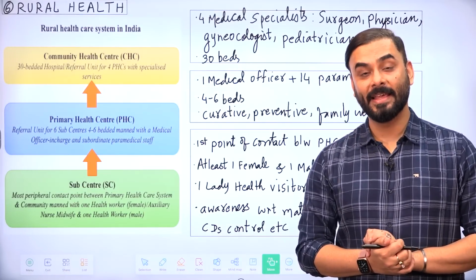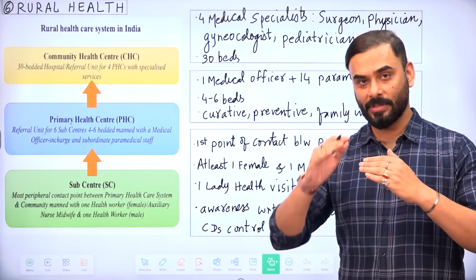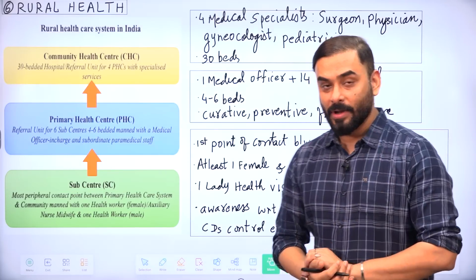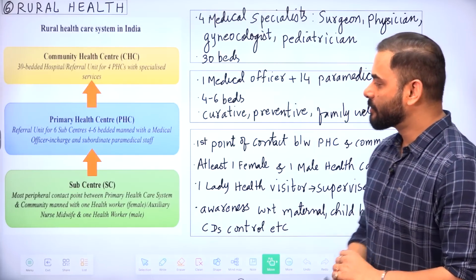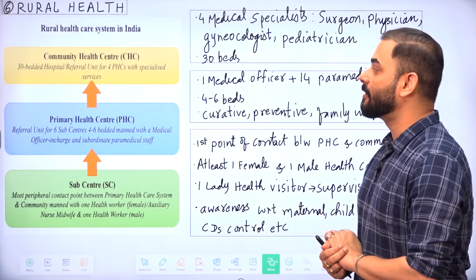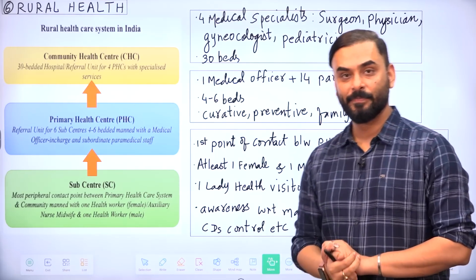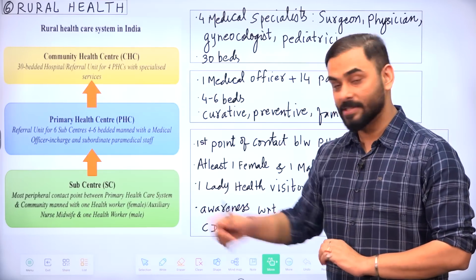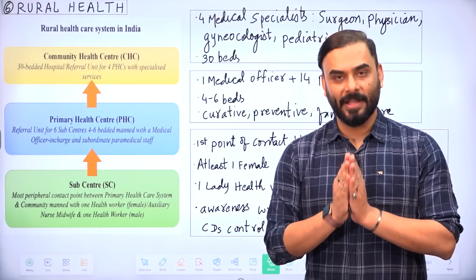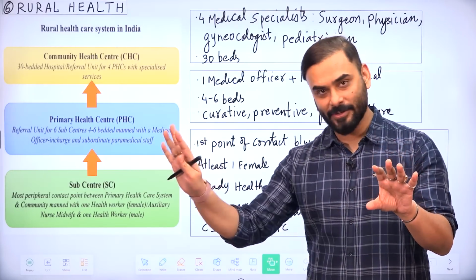So rural healthcare in India can be divided into 3 different layers. Now there are 3 pillars of rural healthcare in India. The first pillar is called as sub-centers, the second pillar is called primary health center, and third pillar is called community health center. So the most basic pillar is called sub-centers. You see, sub-centers are the first point of contact between healthcare facility and the society.